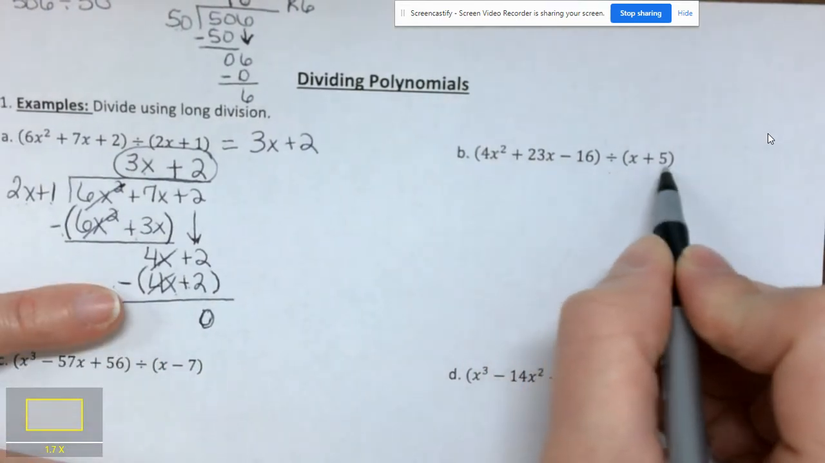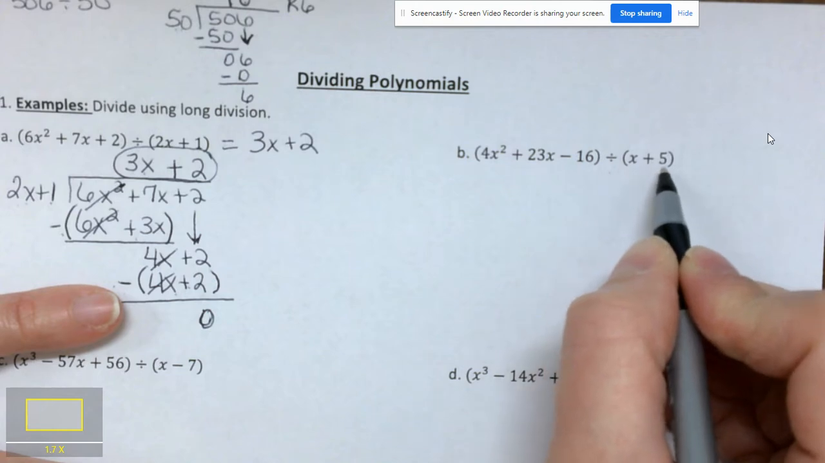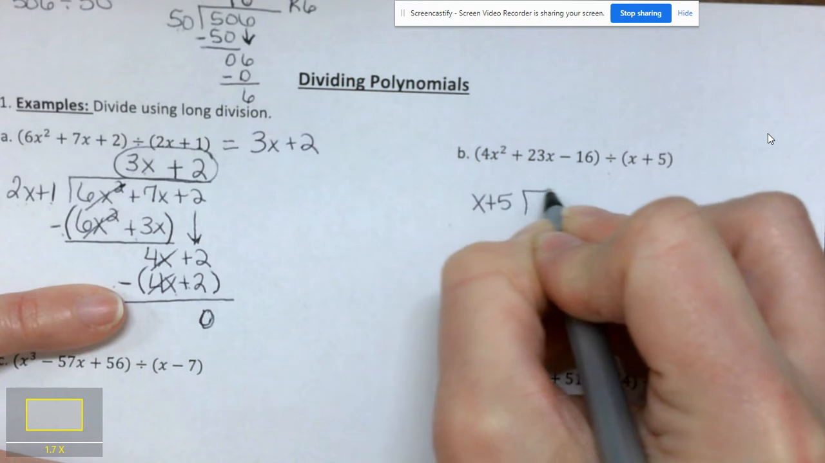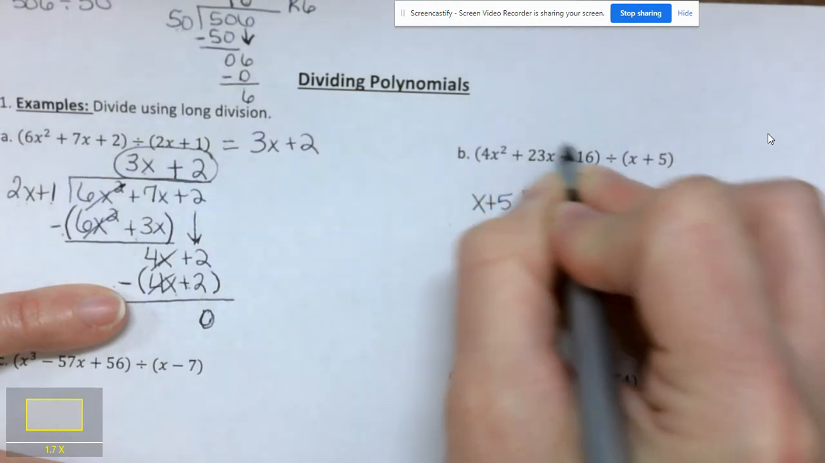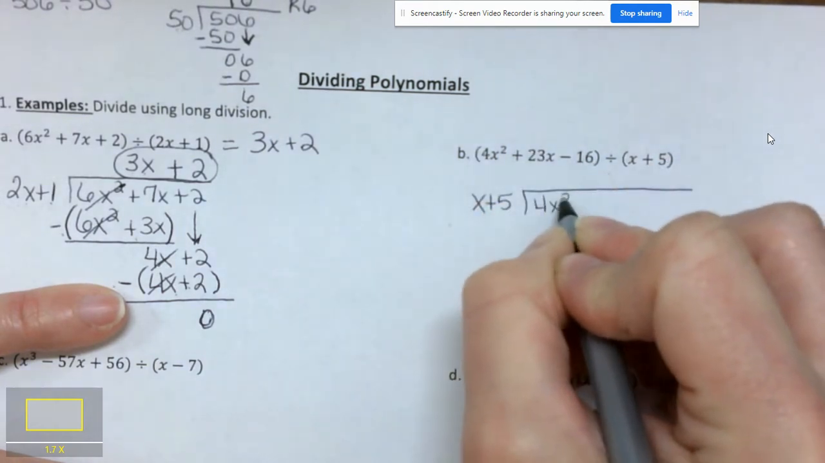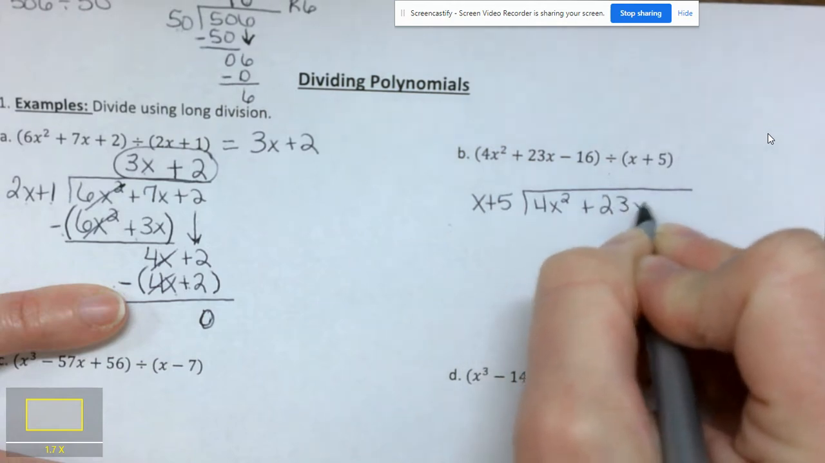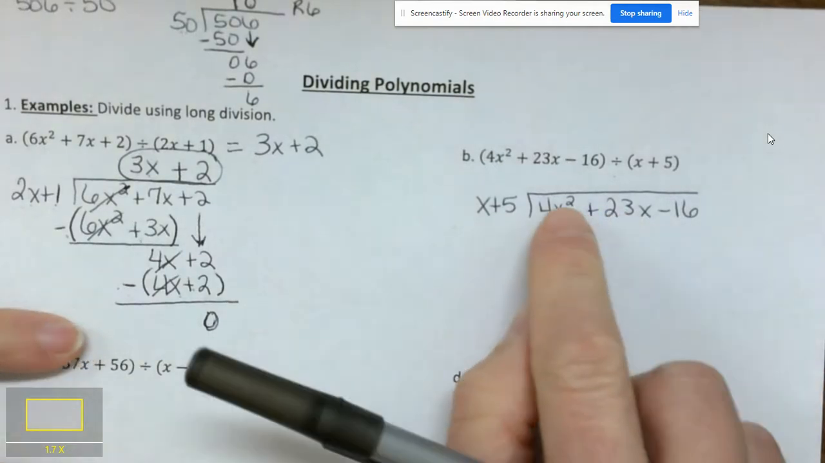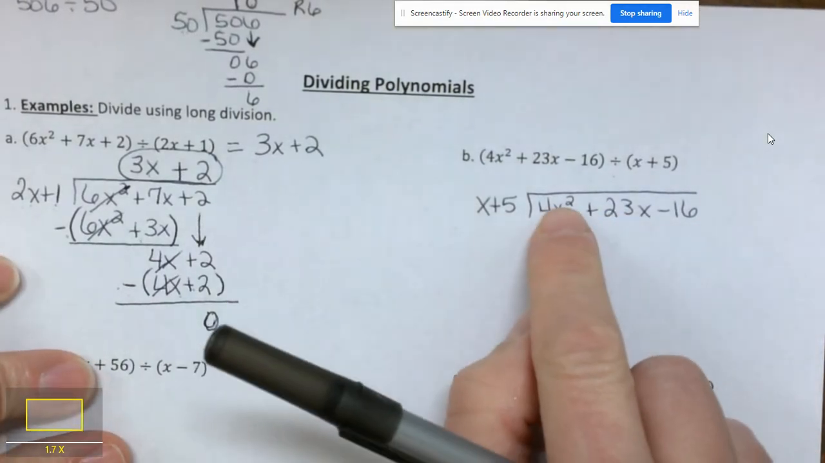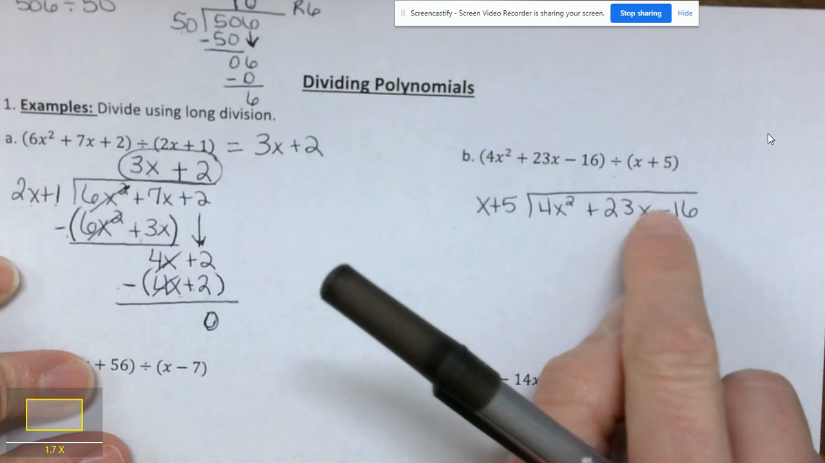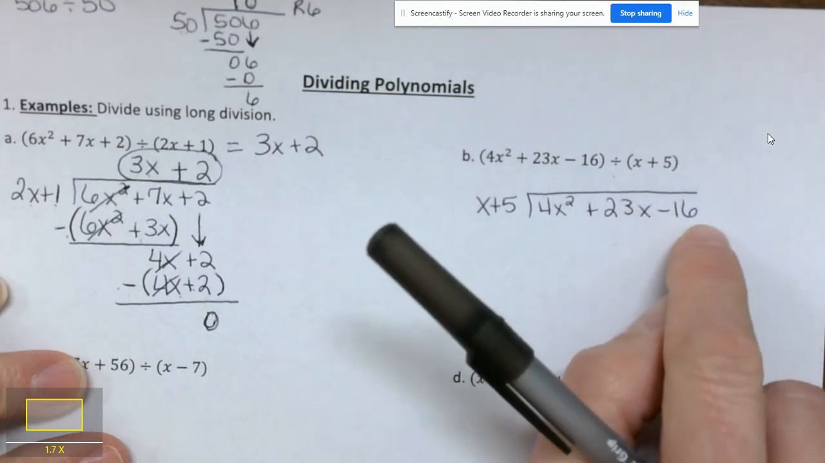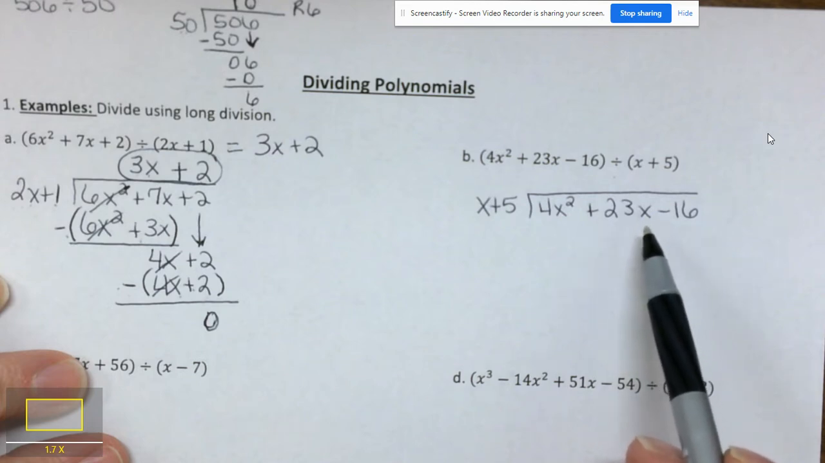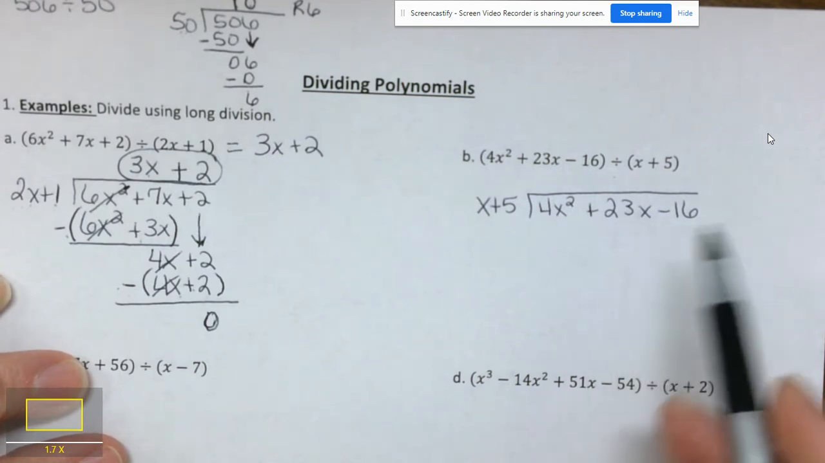So remember, the second thing that's listed, the last thing, is always what goes outside of your division bar. Then we're going to divide, and we put what the first thing is underneath: 4x squared plus 23x minus 16. Now, you always want to make sure that you have standard form here. Squared for that exponent, a 1 on that exponent, and then your constant. If you're missing a piece, like let's say I didn't have an x, then I would have to put a 0x there. And we'll run into that here in a minute in another problem.